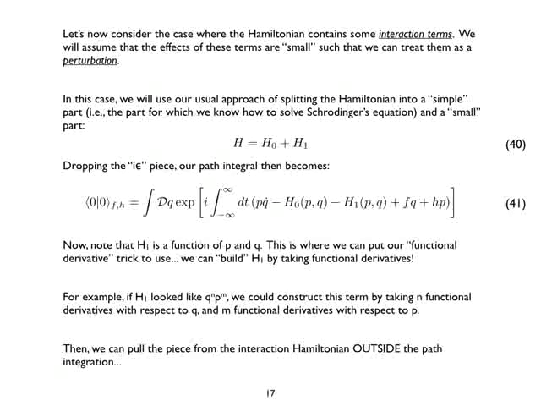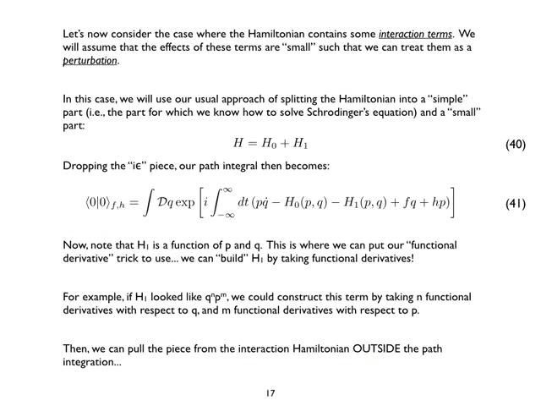So I'm going to write the Hamiltonian like this, in terms of the simple piece and the small piece. And that means that my path integral is going to become this. For the time being, I'm just dropping the i epsilon piece because it's not important at this point. We'll put it back in a minute. And we note that this guy is a function of P and Q. It's always a function of the momentum and the coordinates, and the perturbation piece is also a function of P and Q.